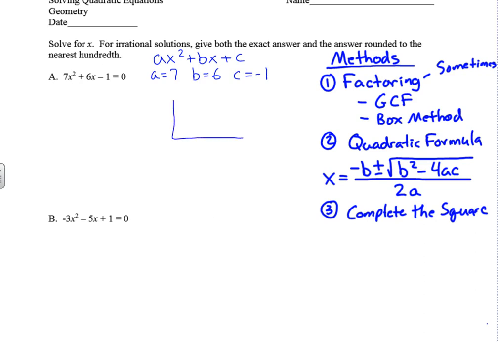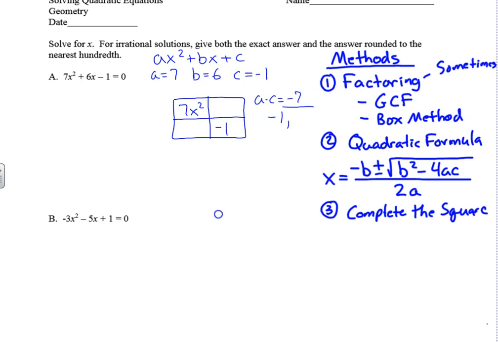And so the method that we've kind of learned in algebra to do this is we take the first term, 7x squared, and we take c and we write them there. And then we multiply a times c. So a times c in this case is going to be -7. And we're looking for the factors of -7 that will add to be the b value. So it's the factors of a and c that add to b. So what will multiply to be -7 and add to be +6?